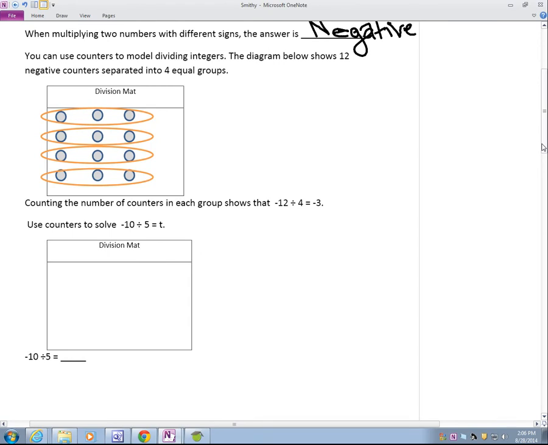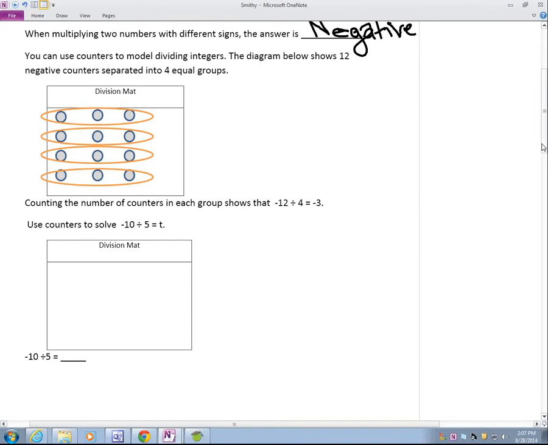You can use counters to model dividing integers. The diagram below shows 12 negative counters separated into 4 equal groups. Counting the number of counters in each group shows that negative 12 divided by 4 equals negative 3. Now, you could do 12 divided by 4 equals 3 in 3rd grade. The difference is with integers, positive and negative. That's where it becomes a more 6th grade level, maybe 5th grade level. But recognizing it on a mat, that is 7th grade, what we're looking for.